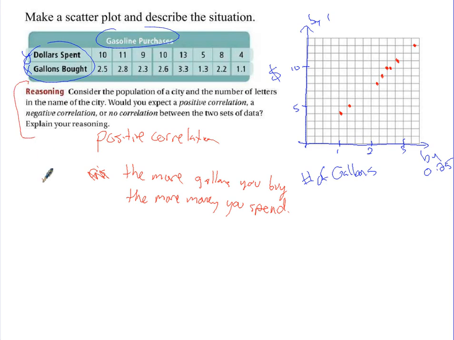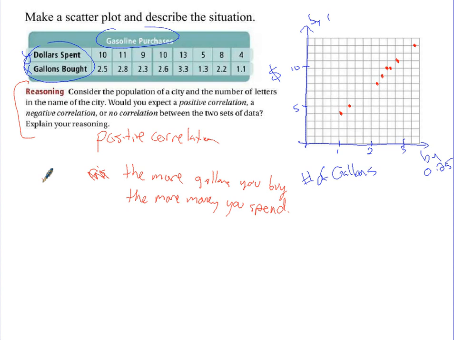Okay, we have this second part right here. It says, consider the population of a city and the number of letters in the name of the city. Would you expect a positive correlation, a negative correlation, or no correlation between those two sets of data? No correlation. Why? It has nothing to do with the number of letters in the name of the city. Right? Look at London. 6 letters. Look at San Francisco. Lots of letters. Both of them are major, major cities.